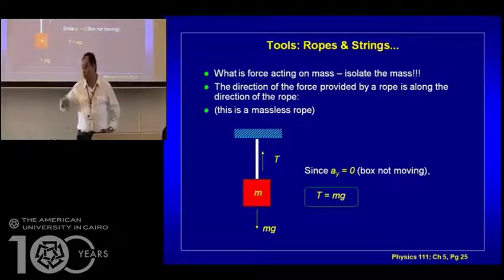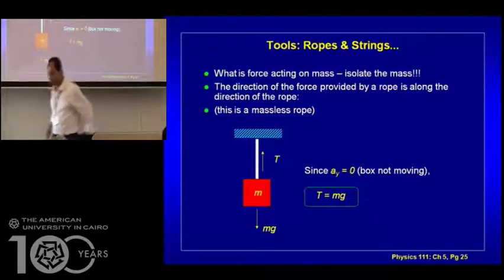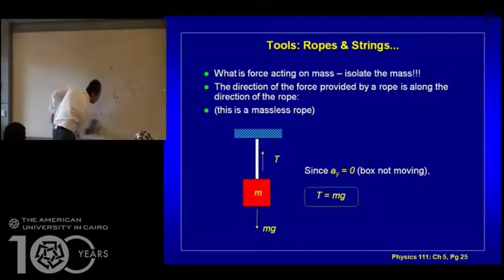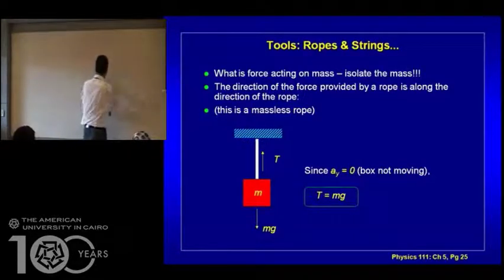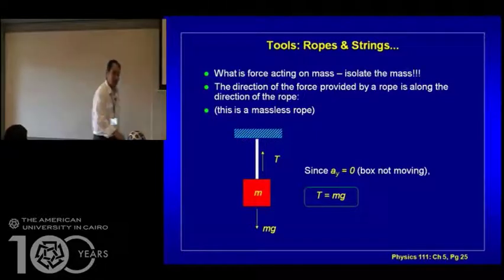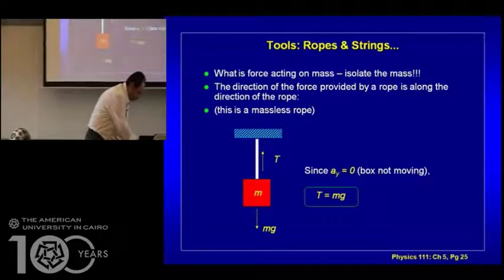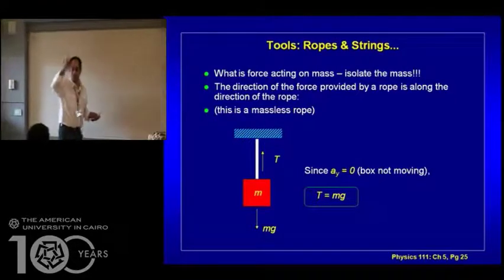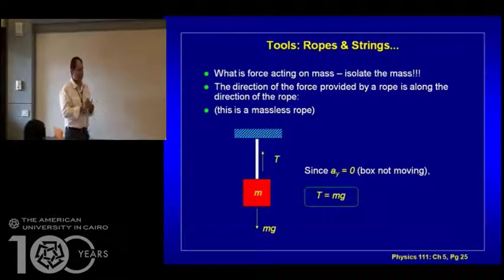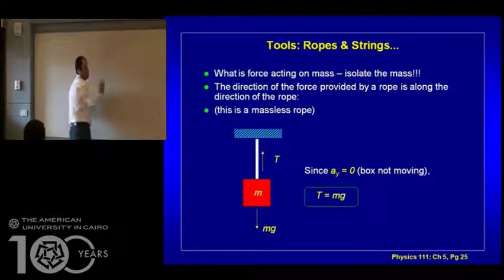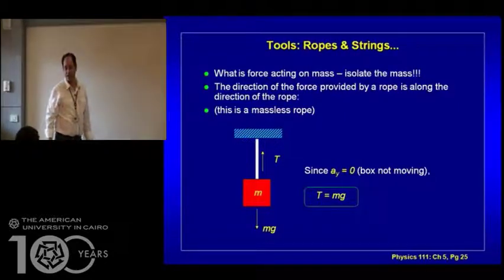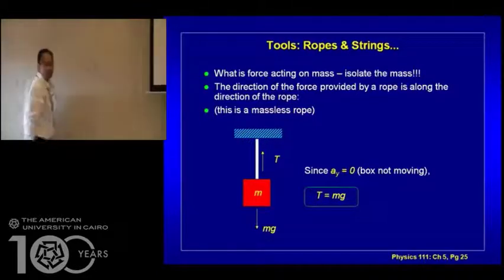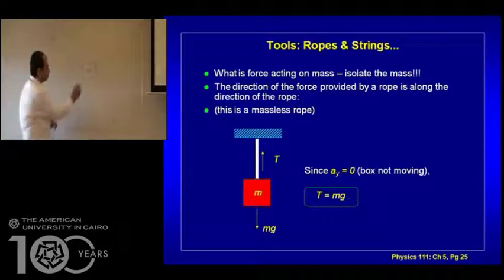How did you get that, Mahmoud? How did you find that the tension would equal mg? Mahmoud said right away it's going to be equal to mg. So Mahmoud said, why? I will follow your way. I will draw the free body diagram. So he draws the object M. Then there is mg.